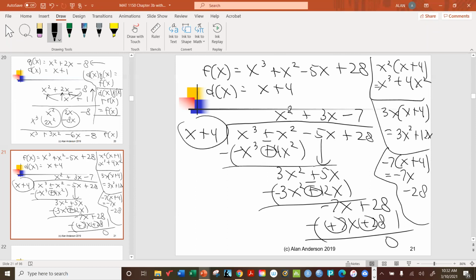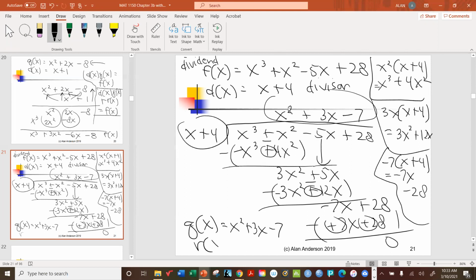Woohoo! Okay. So in other words, we know what f(x) is, the original function, the dividend. This is my divisor. The quotient is what we're finding on top here. And in this case, once again, we got lucky and we have a remainder of 0.